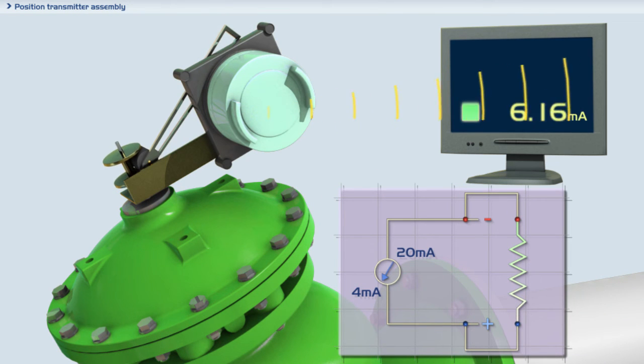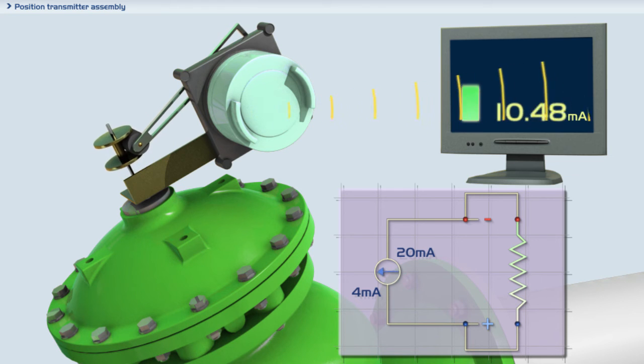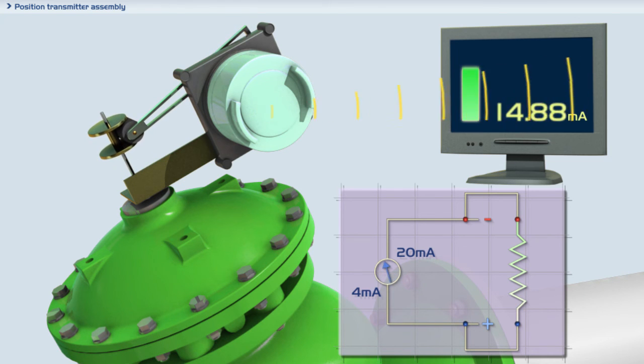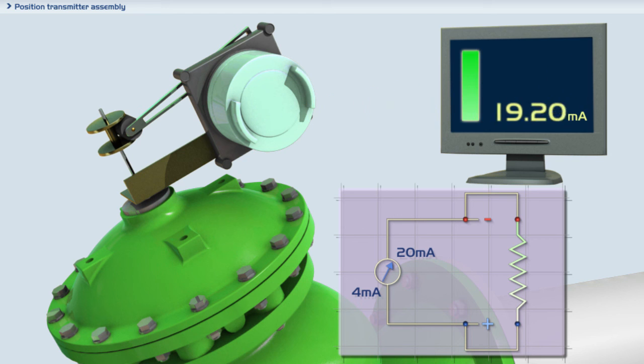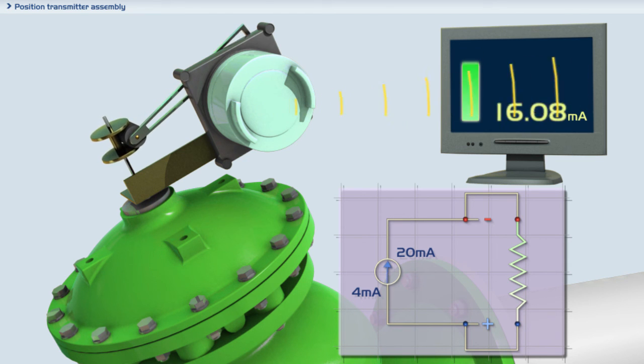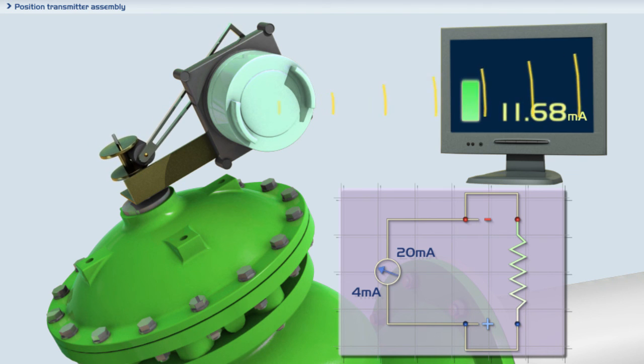The valve position transmitter assembly converts the exact position of the BERMAD 700 series valve to a 4 to 20 milliampere current output, transmitting it to a control system, thus allowing for complex smart valve control and regulation.